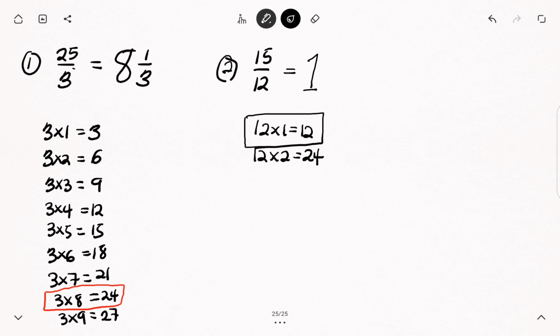I take that again. 12 will go into 15 just once. It will be left with 3. So we write the 3 at the top over here. Then we divide it by the denominator here, 12. So that becomes our answer.